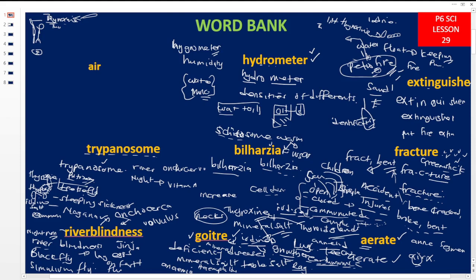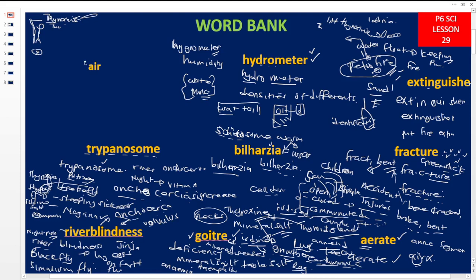Okay, and river blindness is sometimes called onchocerciasis, from its germ Onchocerca volvulus.